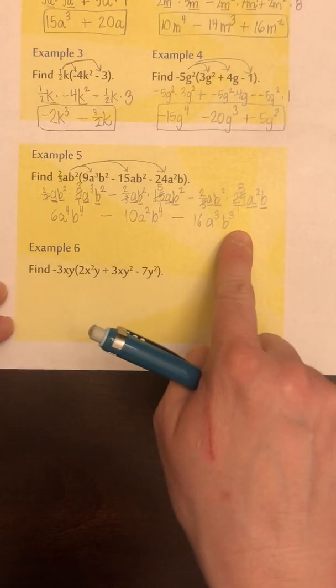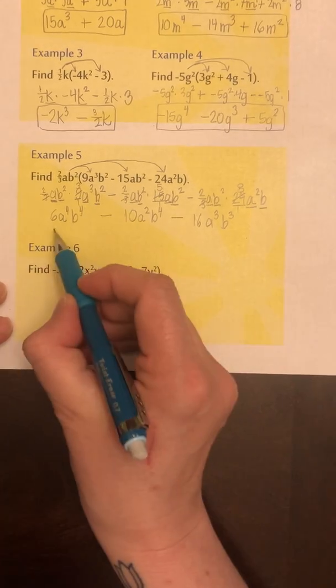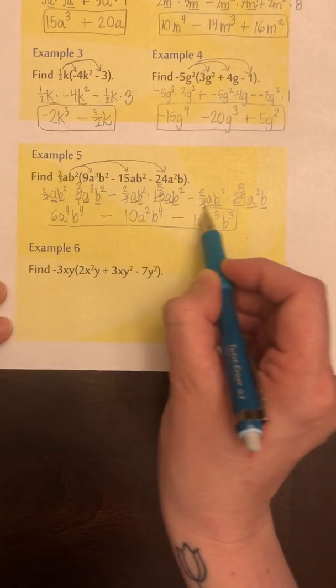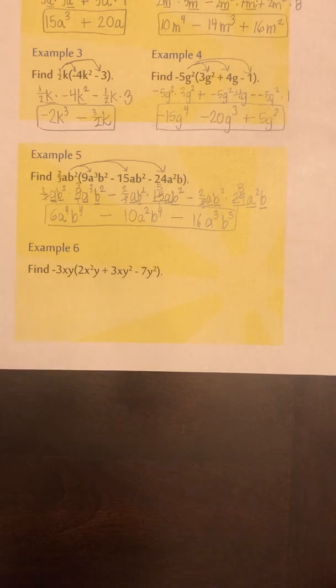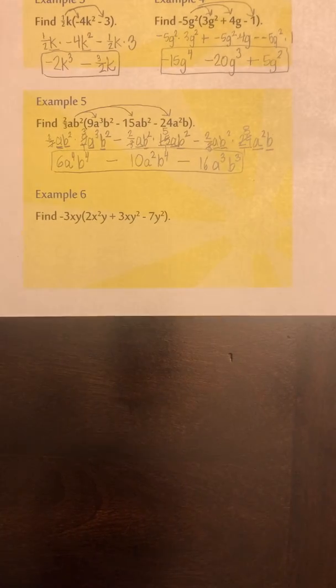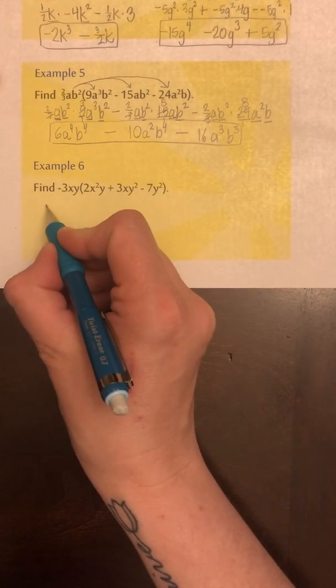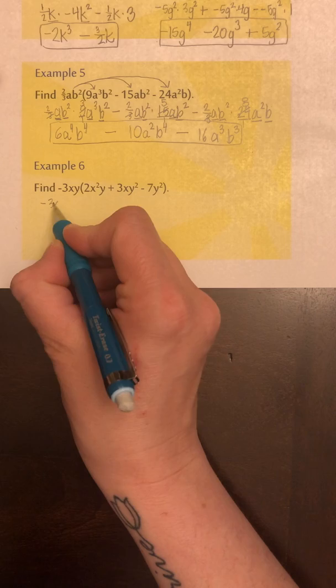All of them have a's and b's, but they don't have the same exponents. And so this is as simplified as you can take it. So hopefully you're kind of seeing the importance of knowing those properties of exponents. All right, so next one, here we go, negative 3xy.